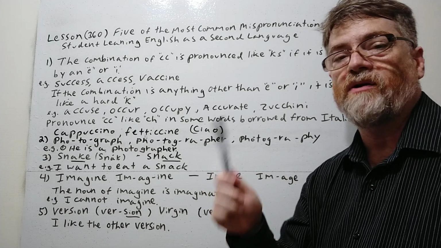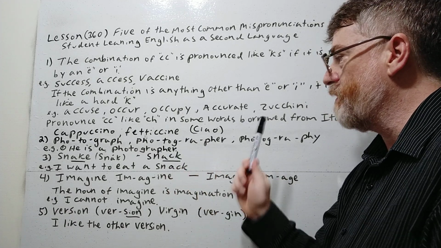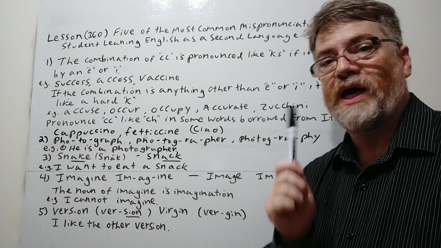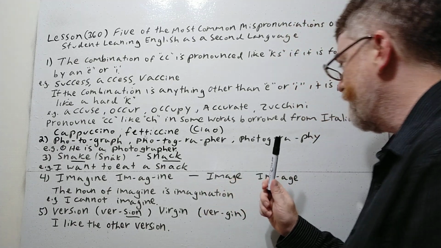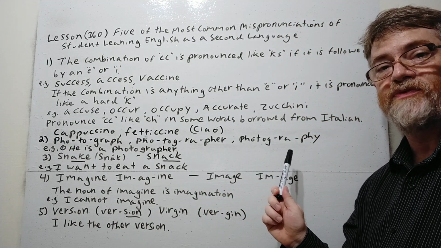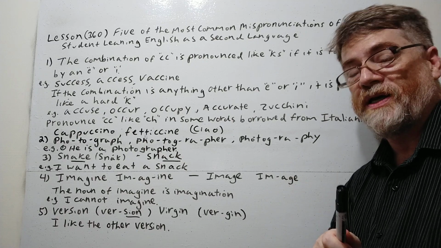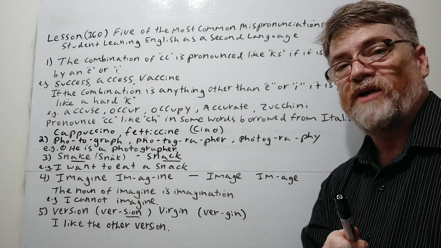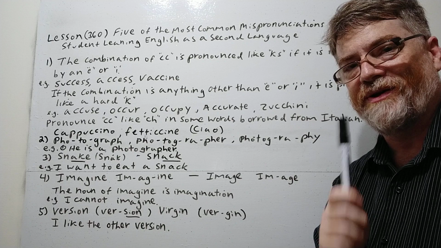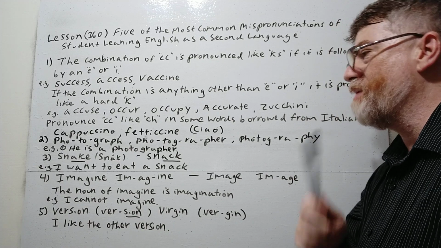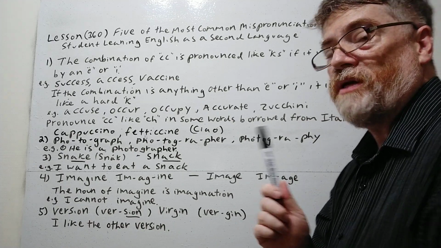So photographer. So a photographer, not a photographer. And the same problem is with photography. Photography is correct, but students will often say photography, which is also wrong. So be careful about that one. All right, let's look at number 3 here.